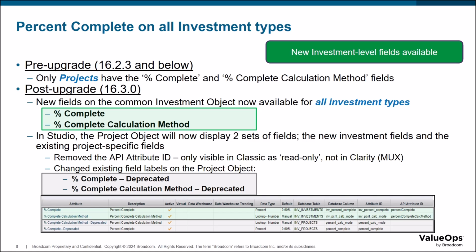The administrator should also review any existing blueprint rules that may use these two project-specific fields so that after the upgrade, the rules can be adjusted to use the new common investment fields.